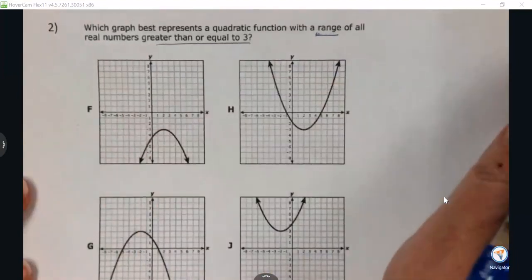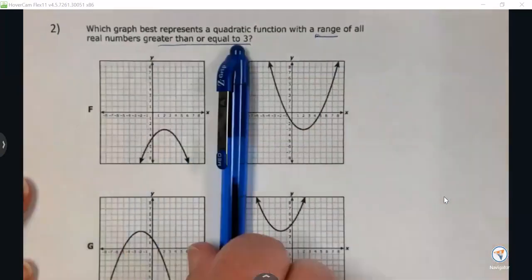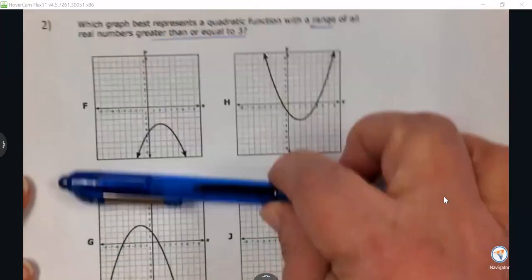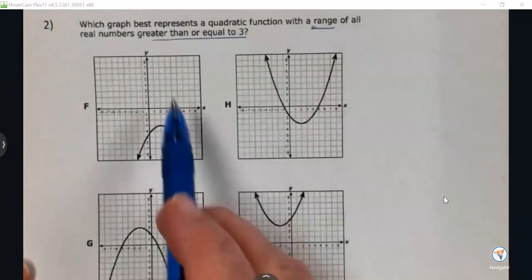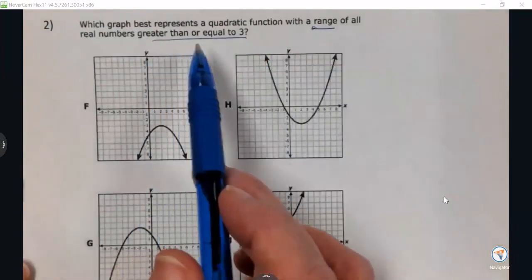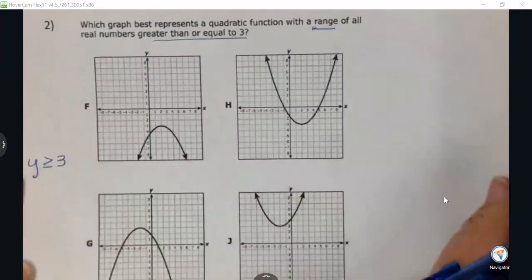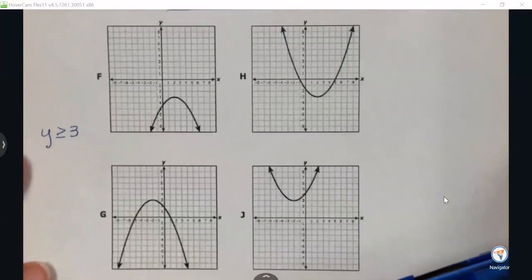So remember, range is our Y values now. Our X values go horizontal. Our Y values on a graph go from down to up because it goes from negative to positive. So what we want to know is which one has a range of all real numbers greater than or equal to 3. So Y is going to be greater than or equal to 3. Let's just look at each graph and see if we can tell.